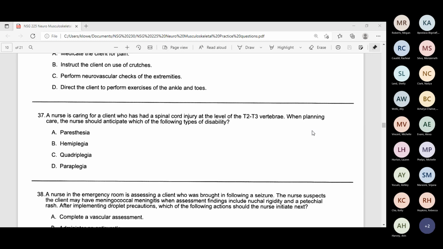A nurse is caring for a client who has a spinal cord injury at the level of T2, T3. When planning care, the nurse should anticipate which of the following types of disability? Let me see what they got for that.